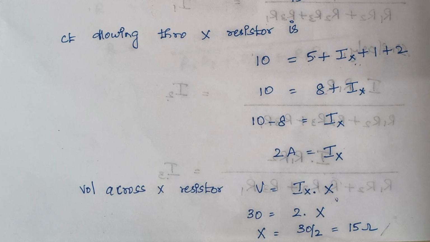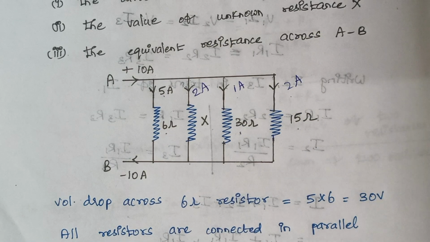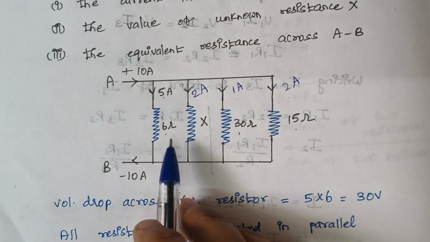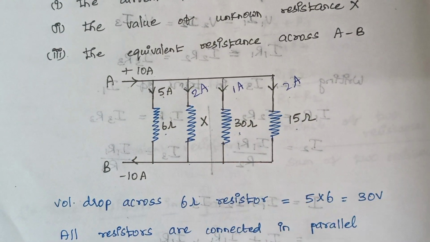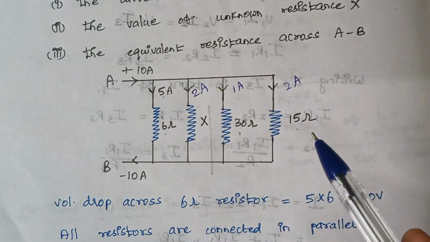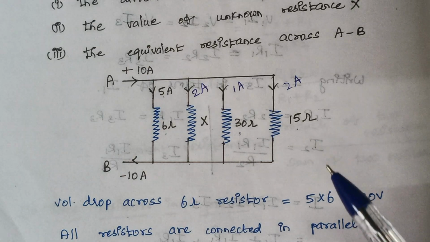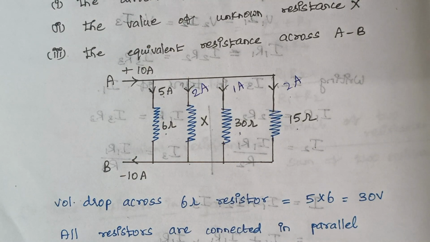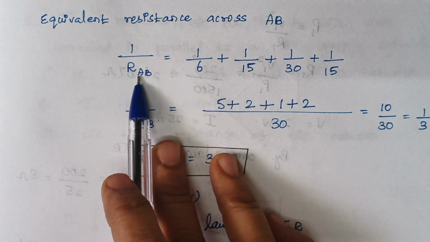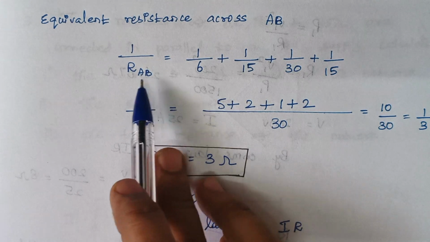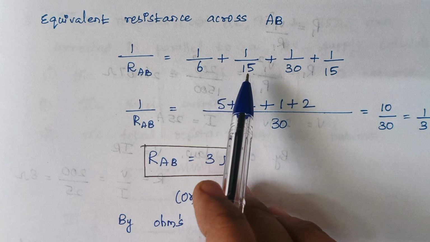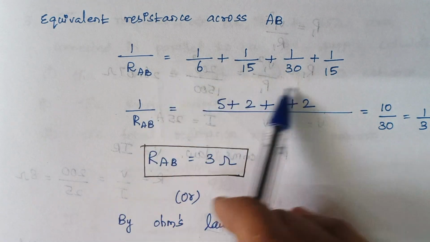The third one is we need to calculate the equivalent resistance across AB. That is, we need to calculate the total resistance here. So, as we already know, all these resistors are connected in parallel. So, when resistors are in parallel, how to calculate the total resistance? Total resistance is given by this formula, that is 1 by R. Since it is between the terminals AB, I have written it as AB, right? So 1 by R_AB is given by the reciprocal of individual resistances added together.